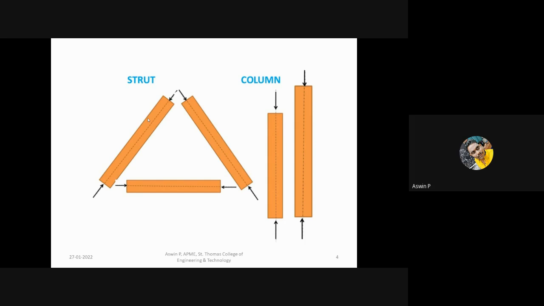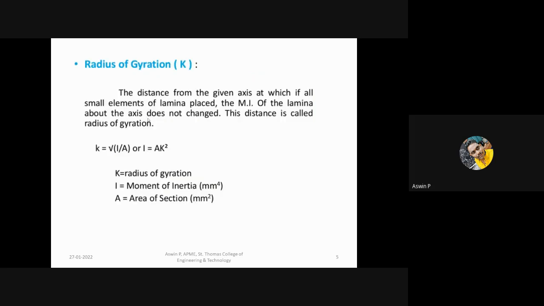Hope you have drawn this one. Just draw three rectangular blocks in inclined direction, horizontal direction, and vertical direction.